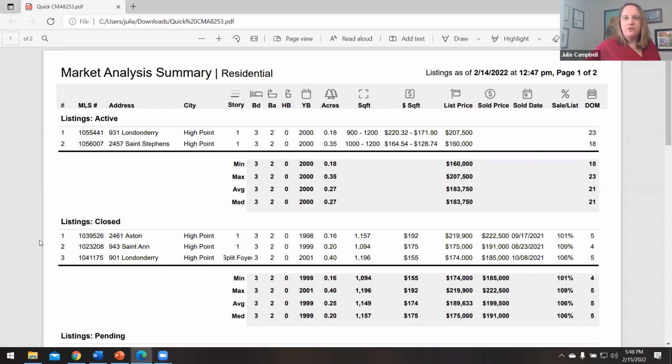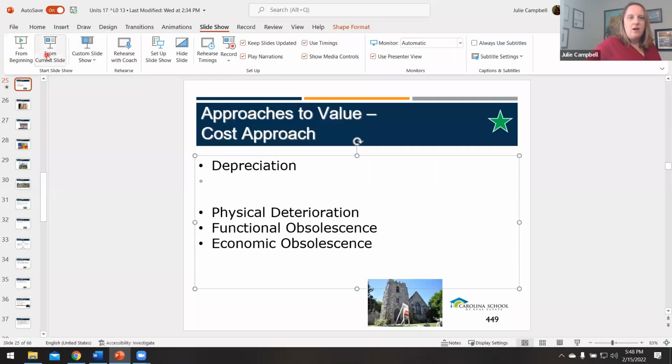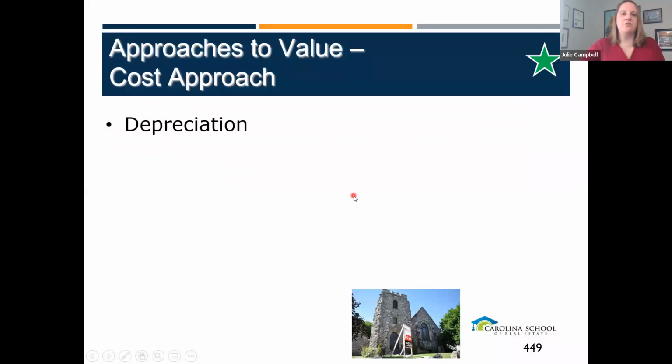So that's a good refresher of our sales comparison approach, our CMA. After we talked about the sales comparison approach on Friday, we started talking about the cost approach. And remember, the cost approach separates the land from the structure. The cost approach puts a value on the land. The appraiser determines the value of the land.